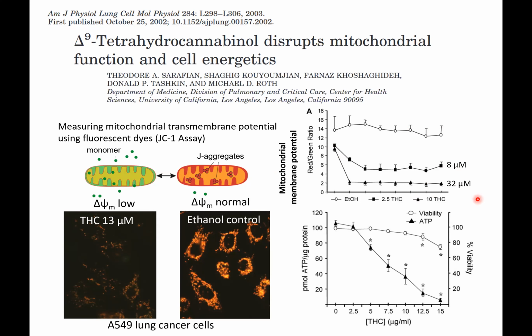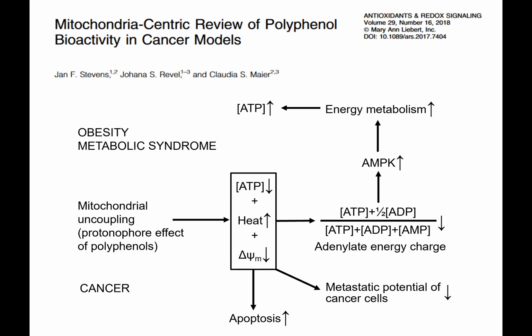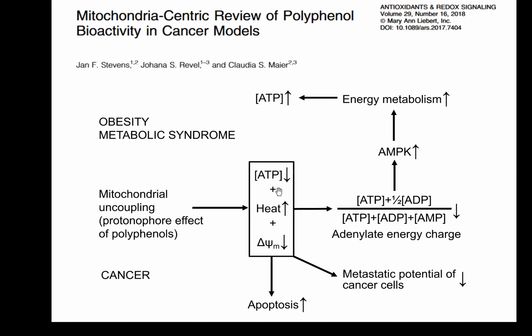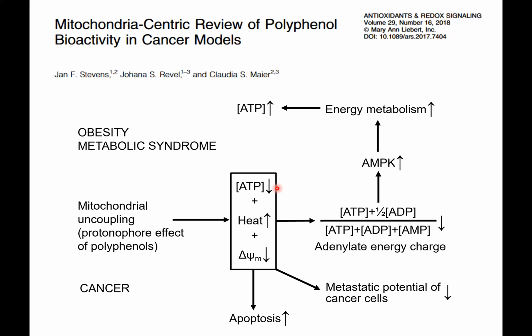Now, going to the next slide, here is the model that we published in 2018. So here we talk about this mitochondrial uncoupling that affects the membrane potential. That's the delta psi here that goes down, and the cells respond by producing heat and less ATP production, and then that affects the so-called adenylate energy charge. And if that is reduced, then the cells get a signal to produce more energy by burning more fat. And maybe that is a good explanation for the folks that published that paper.